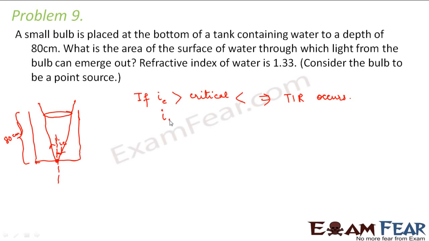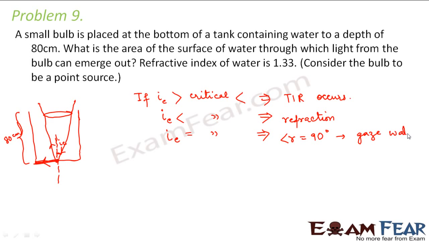Now what will happen if IC is less than the critical angle? In that case refraction will take place, that means this light will go out in this way, so it will not come back in this form. What happens if IC is equal to the critical angle? In that case the refraction will take place and the light will graze through this surface. That is, the angle of refraction will be equal to 90 degrees, that is, the refracted ray will graze the water-air interface.